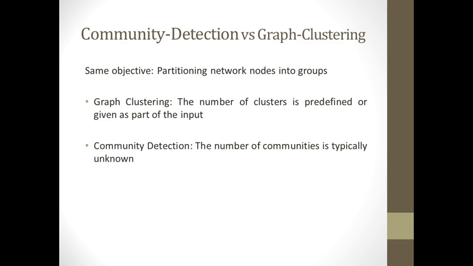Thus, in community detection, the number of communities is unknown. Just based on the network structure, the algorithm decides the number of clusters, and it divides the entire network into different communities.